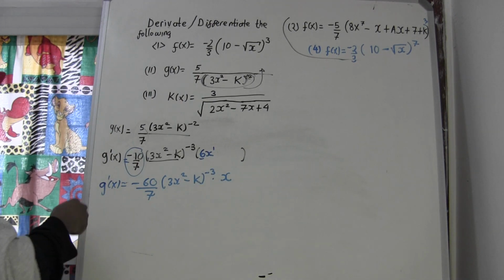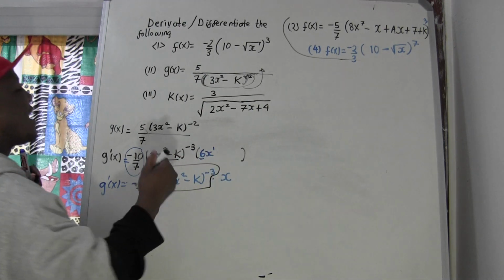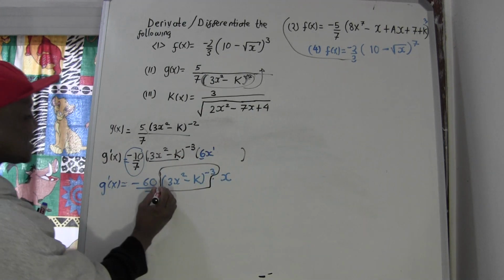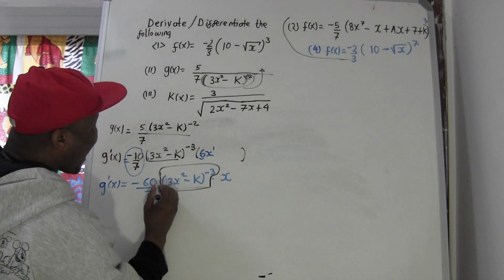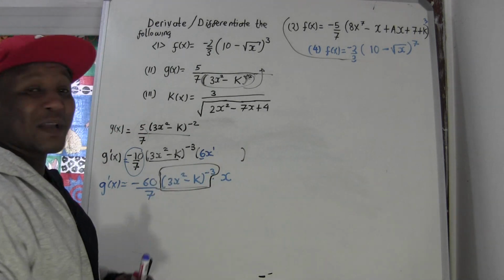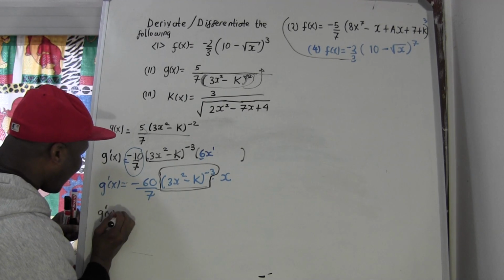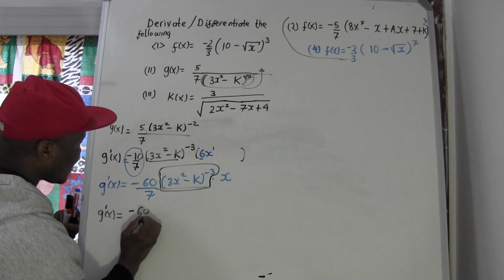I'm done with my question, but it's not good to leave your power as a negative when you finish solving your question. So this stuff must go under the line, and when it goes under, it means you reciprocate it. That's what you call it. So it's going to become positive. So g prime of x equal to -60/7.